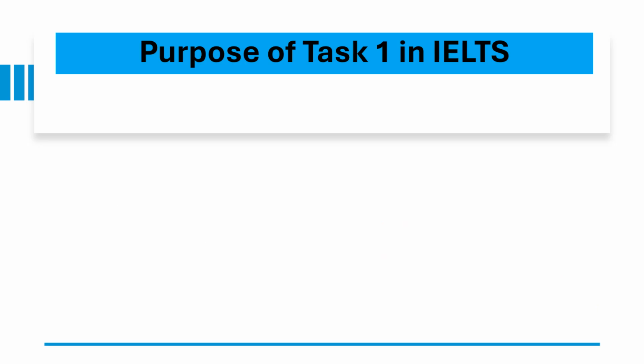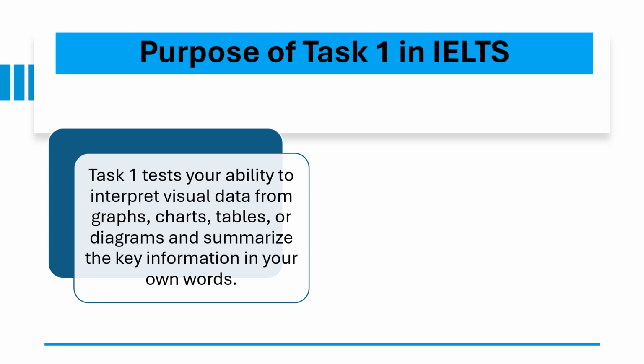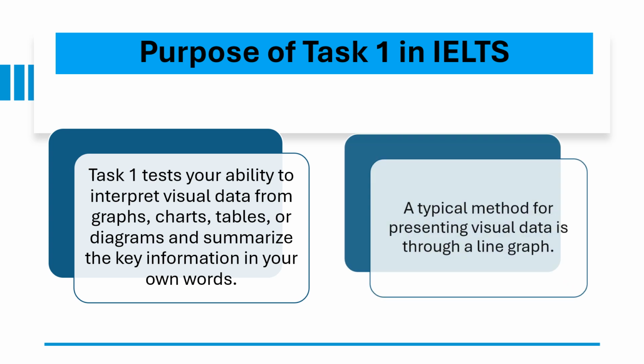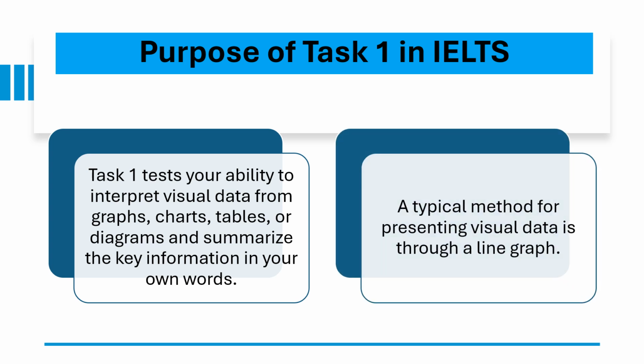For those preparing for Academic Writing Task 1, it's important to know that this task tests your ability to interpret visual data such as graphs, charts, and tables, and summarize the key information effectively. Line graphs are one of the most common types of visual data you will encounter in these tasks. Understanding how to analyze and describe them is essential for achieving a high score.